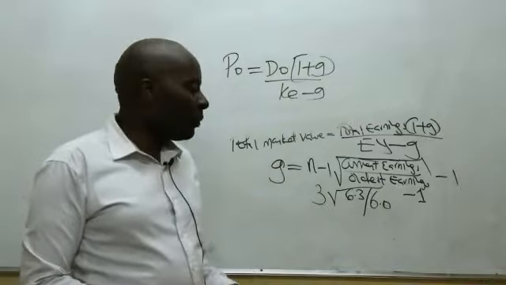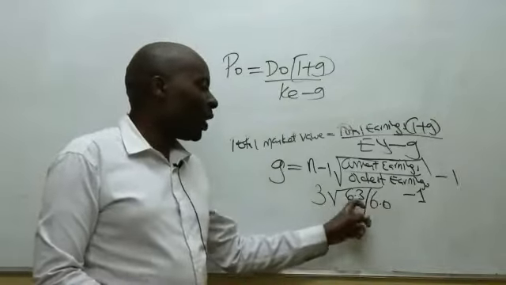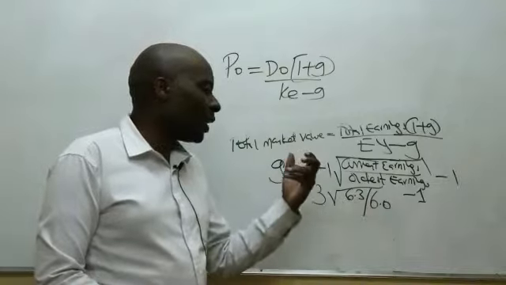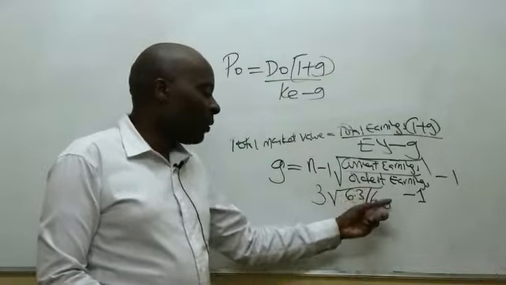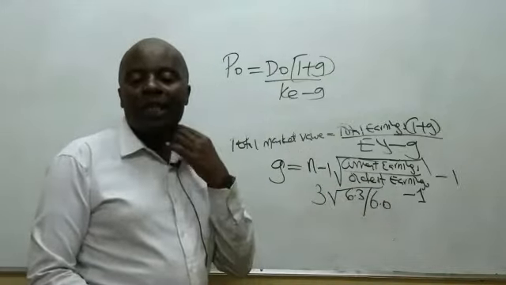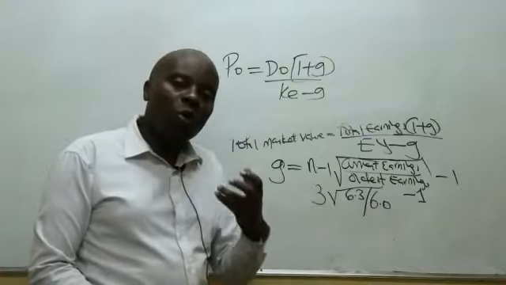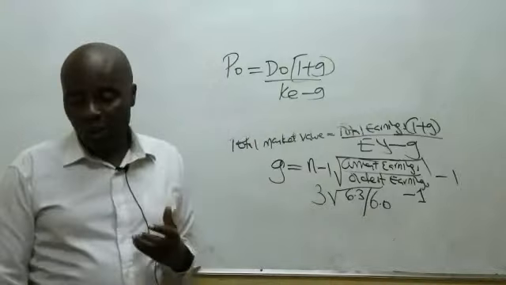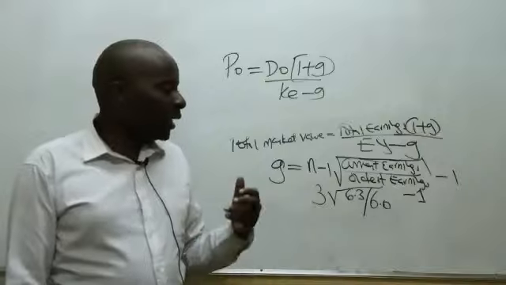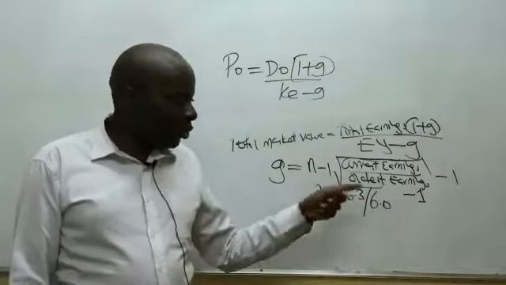Now then, ladies and gentlemen, our work will be first of all to get this that is under the root. So you take 6.3 divided by 6. Whatever you get there, look for its cube root. And then at the end of the day, whatever you get, you subtract 1.